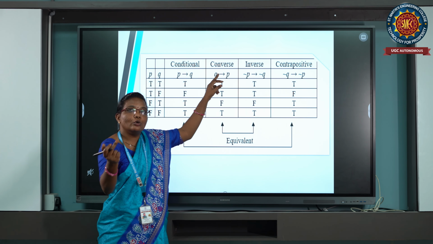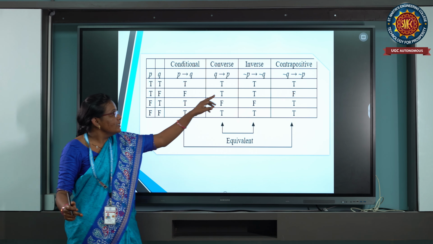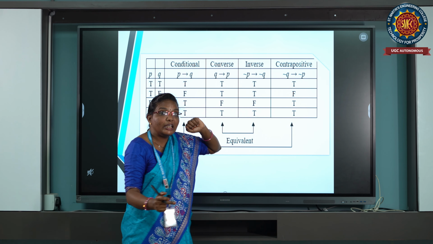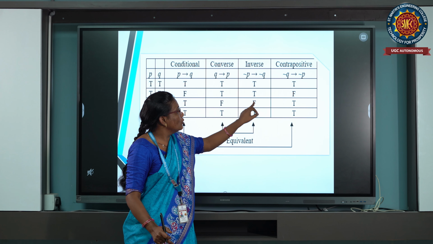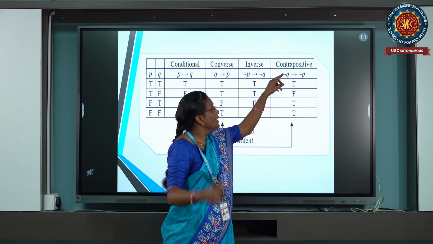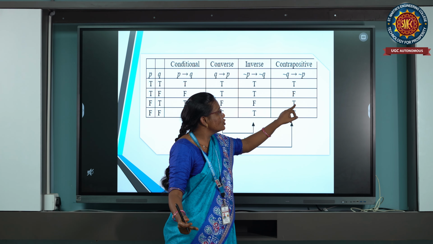And next one, Q implies P: true, true, false, true. And these are negation P implies negation Q. This is the inverse for P implies Q, and this is true, true, false, true. And this is the contrapositive, negation Q implies negation P. And this is true, false, true, false.